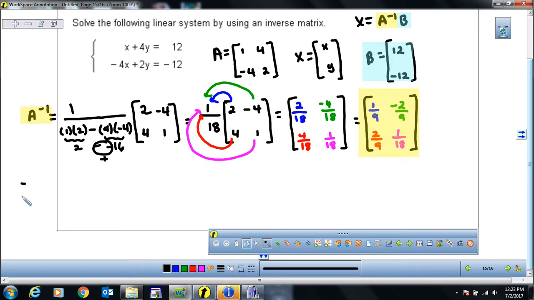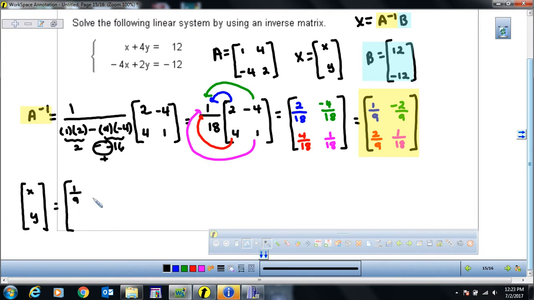So when I say X, variable X, matrix X means X, Y equals A inverse, which we already know what it is: 1/9, negative 2/9, 2/9, and 1/18. That's the inverse of A. We're going to multiply times matrix B, which is 12 and negative 12.